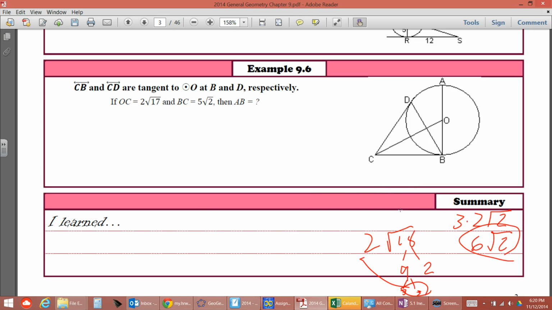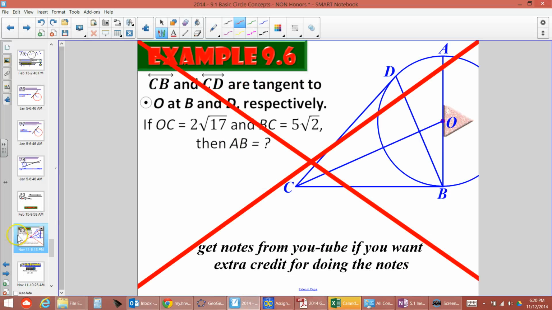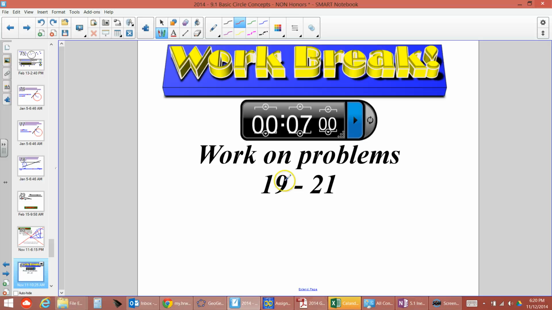If you filled all that into your notes, you'll get tons of extra credit, and do it on the homework, and you'll get even more. So let's go back to the notes section. Okay, I'm not doing that in the homework. So work on problems 19 through 21.